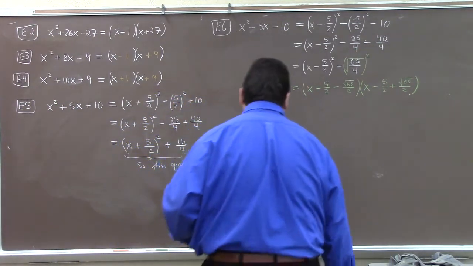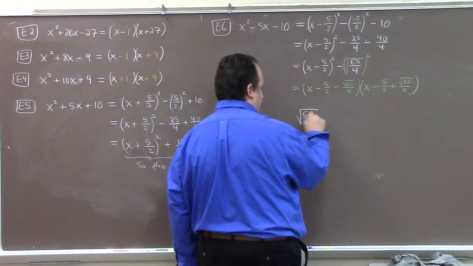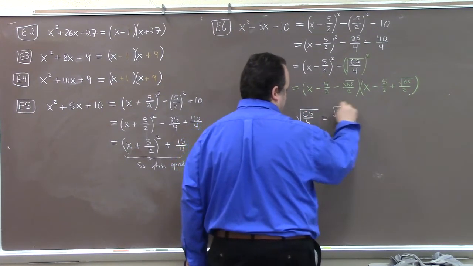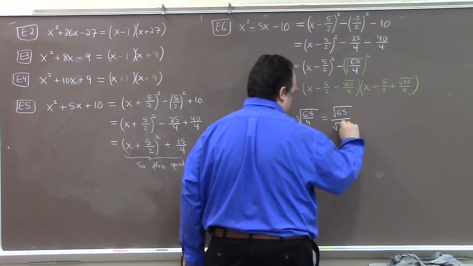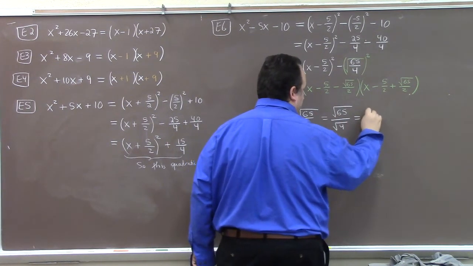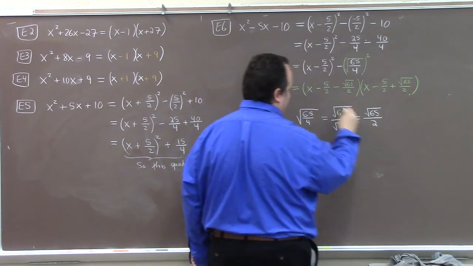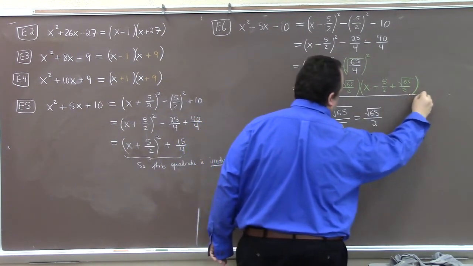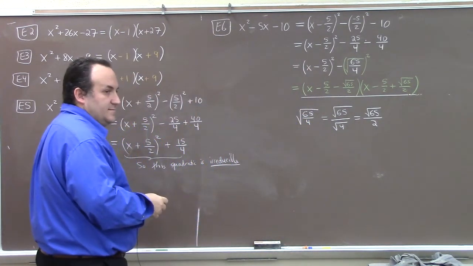So did you see what I did there? Let me elaborate. The square root of 65 over 4 is equal to the square root of 65 divided by the square root of 4. But the square root of 4 is 2. So that's why I wrote the square root of 65 over 2 in my answer up here. I hope that makes sense.